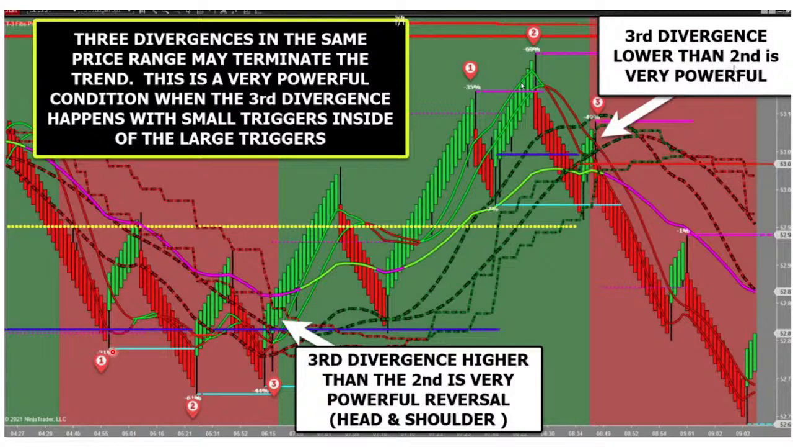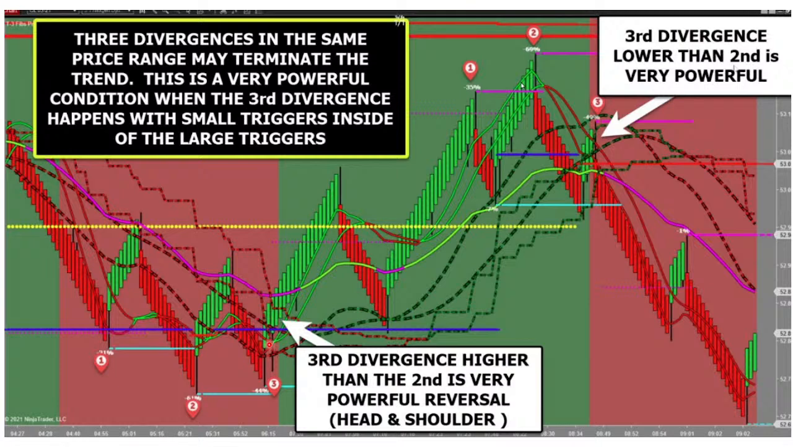but you're going to see this one on the small chart. You're going to see that loss of momentum 3 times in the same price range. 3 divergences in the same price range may terminate the trend, guys, and this is a very powerful condition when that third divergence happens with those anything can happen triggers.